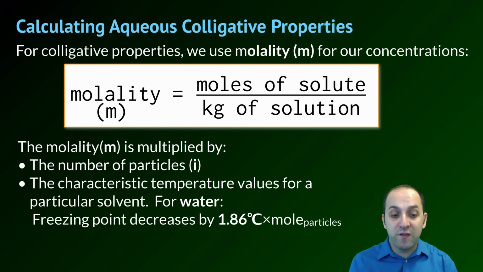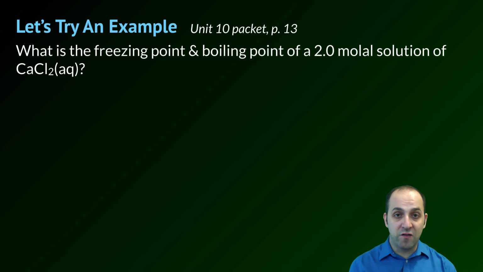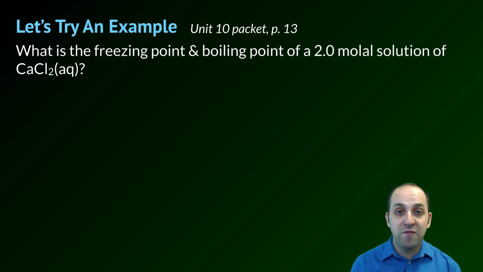So for water, the freezing point decreases by 1.86 degrees Celsius per mole of particles in the solution, and the boiling point increases by 0.52 degrees Celsius per mole of particles in the solution. Let's try an example that looks at this. This is on page 13 of your Unit 10 packet. What is the freezing point and boiling point of a 2.0 molal solution of calcium chloride? Pause the video, try it on your own, and then when you're ready, we'll go through it together.